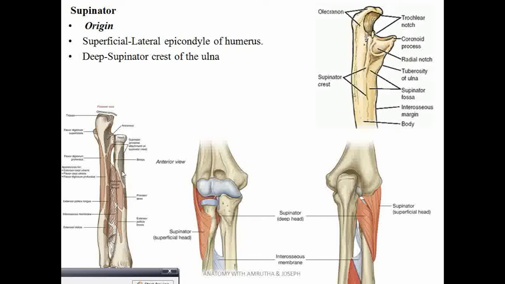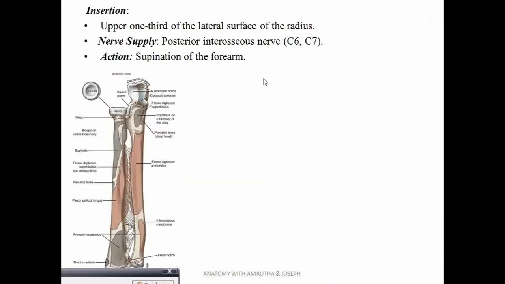Supinator insertion point on the radius, this area. Insertion: upper one-third of lateral surface of the radius. Nerve supply is posterior interosseous nerve. Action is supination of forearm.